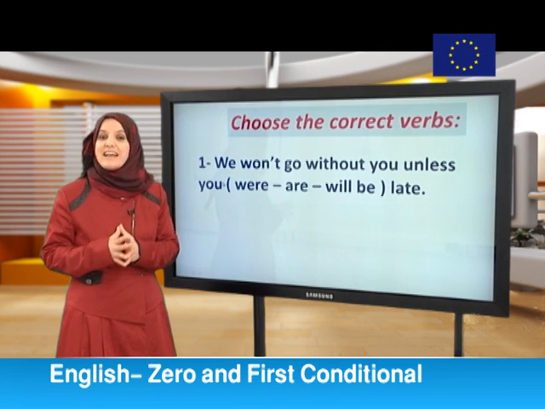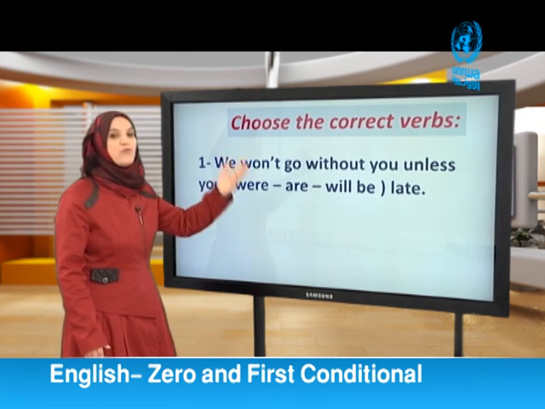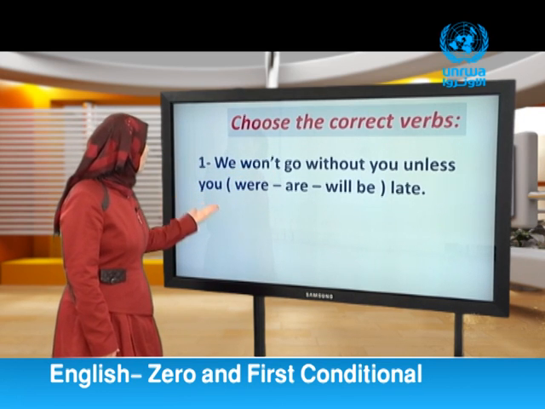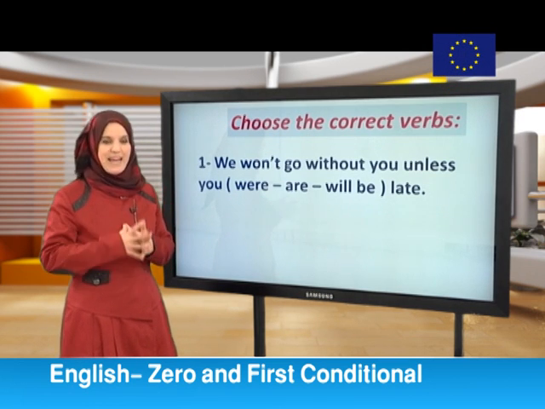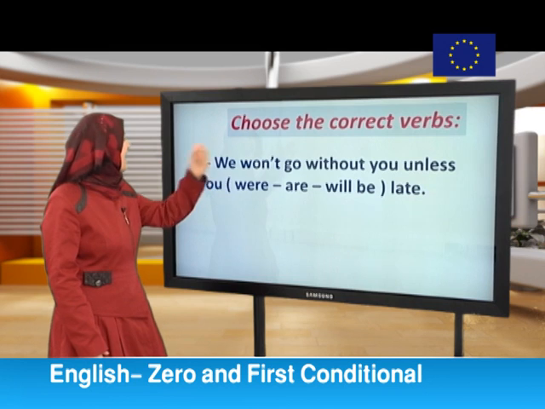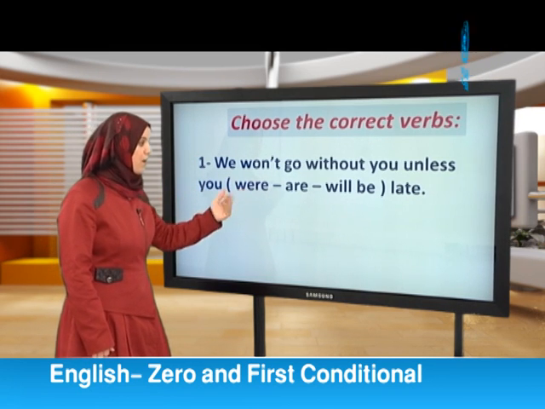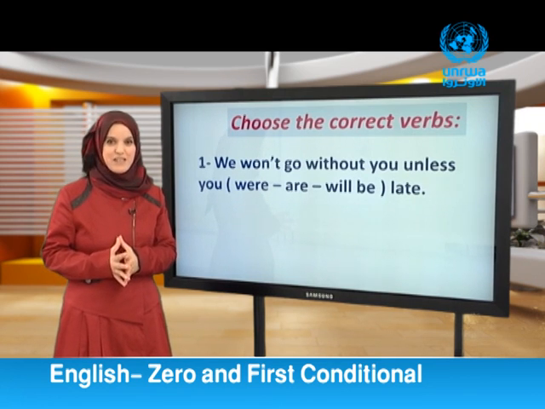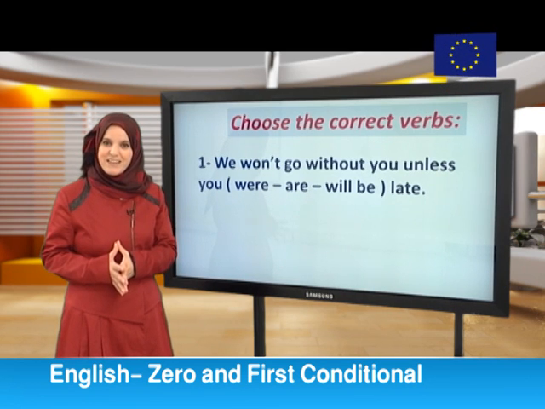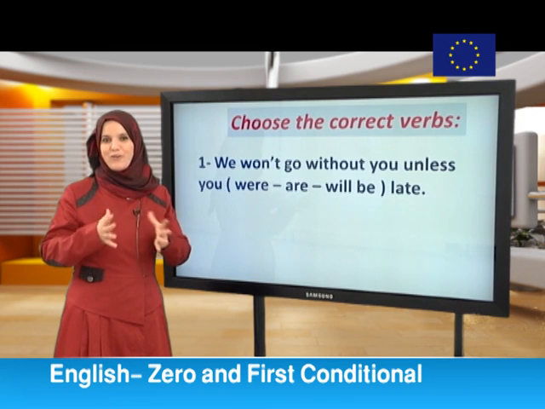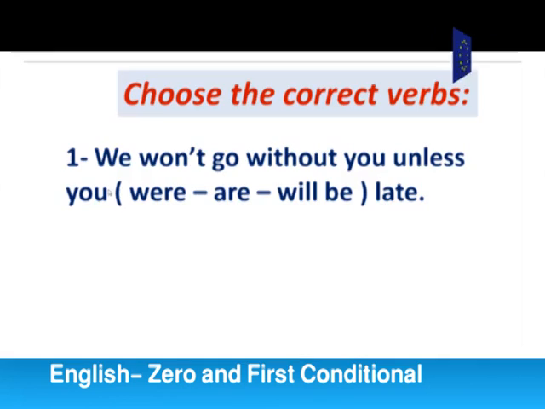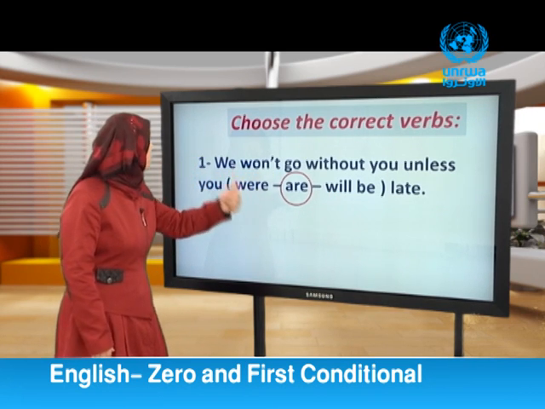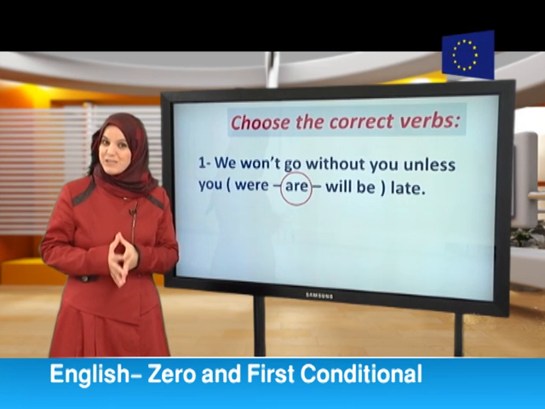Next one. In this activity, we are going to choose the correct verb. See number 1. We won't go without you unless you are or will be late. Remember, this is a first conditional sentence. We have present simple tense in the condition and future simple in the result. So what is the correct answer? Good. The correct answer is are. So the correct answer, we won't go without you unless you are late. Let's move to number 2.